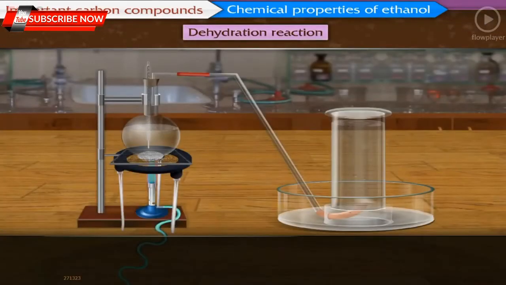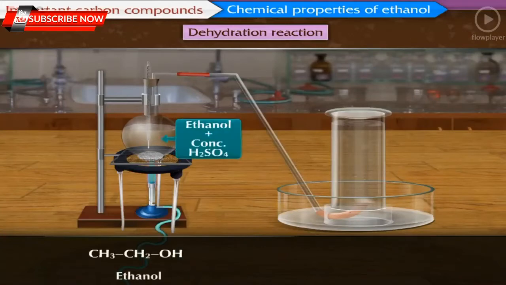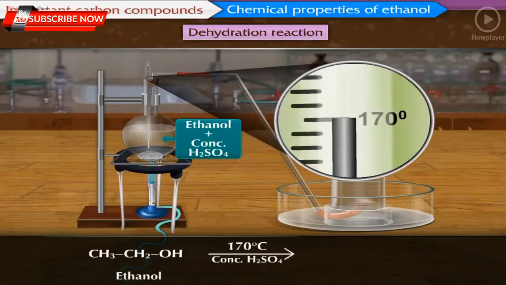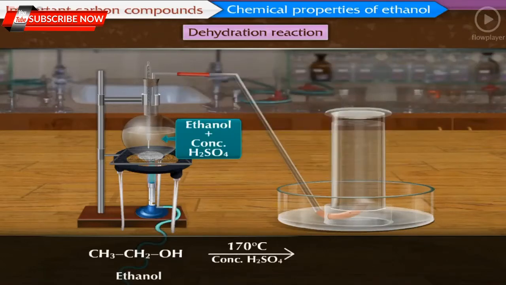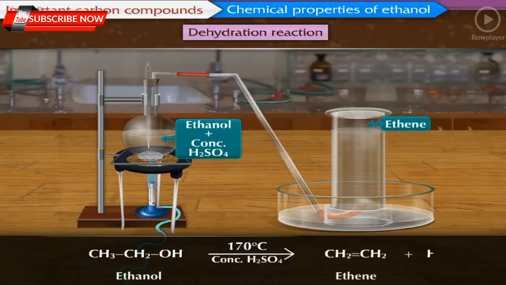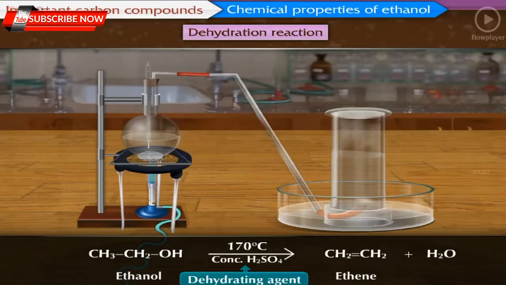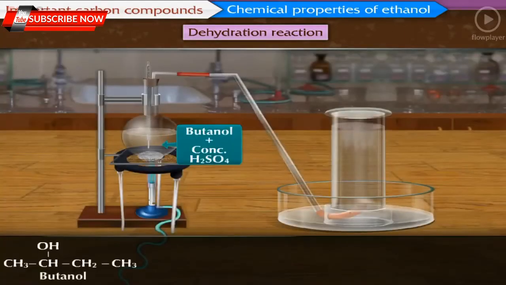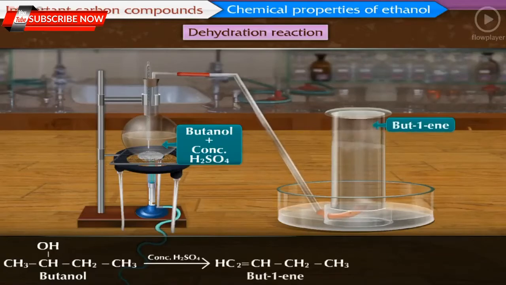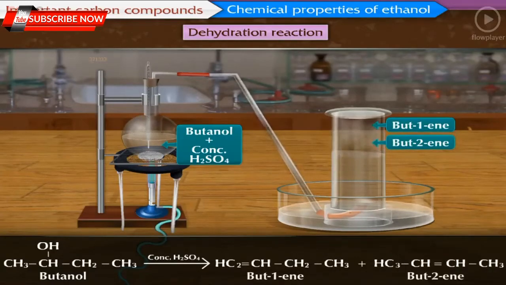Dehydration reaction. When ethanol is heated at a temperature of 170 degrees Celsius with an excess amount of concentrated sulfuric acid, one molecule of water is removed from its molecule and an unsaturated compound, ethene, is formed. Here, concentrated sulfuric acid acts as a dehydrating agent. Similarly, when butanol is heated with concentrated sulfuric acid, two products, namely but-1-ene and but-2-ene, are formed.